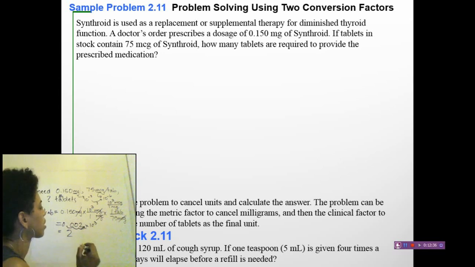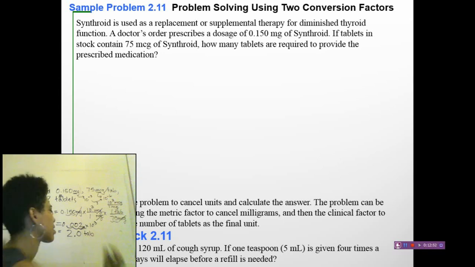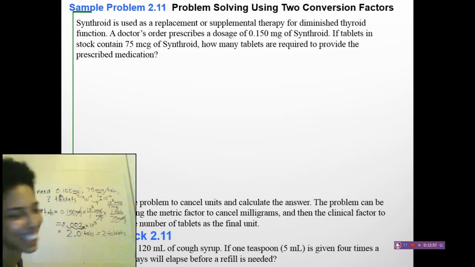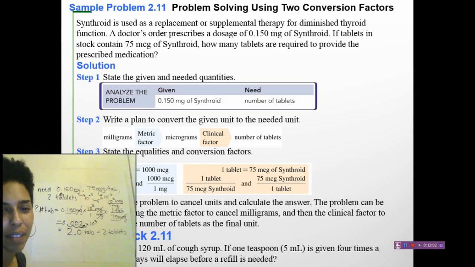So that's 2. And how many sig figs do I need? Well, I've got 2 here, and I've got 3 here, so I need 2. So my answer needs to be 2.0 tabs. Well, I mean, okay, 2 tablets. I mean, they're actual tablets, right? All right. So this explains what we've just done. We went from milligrams to micrograms to the number of tablets, and we have our conversion factors down there.